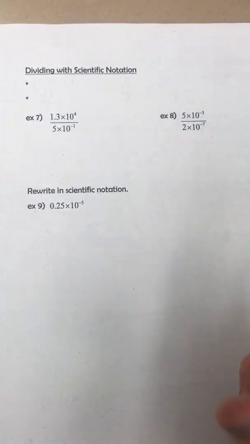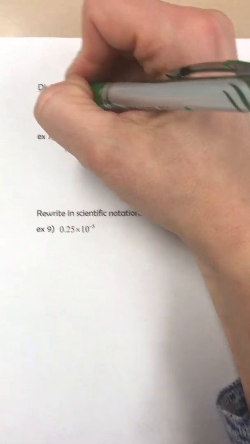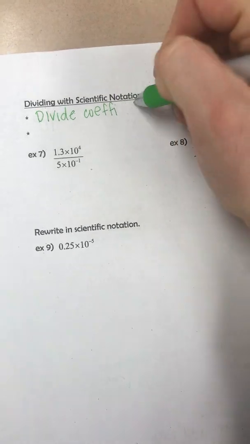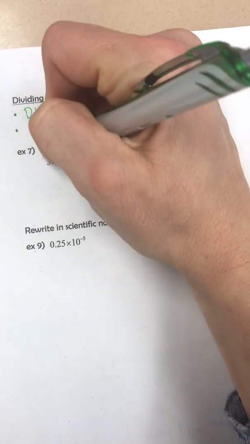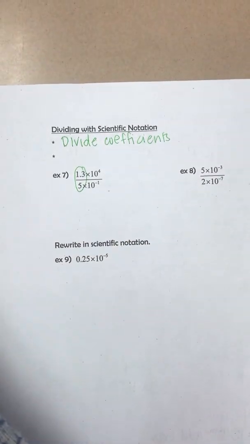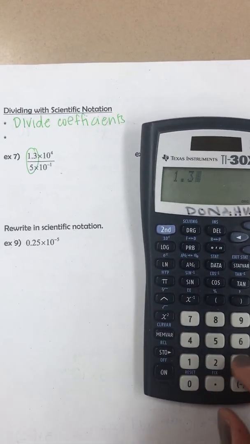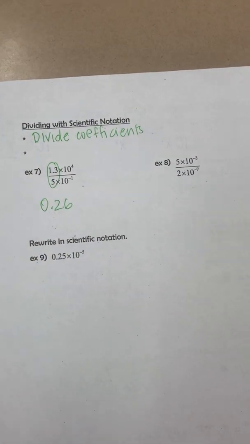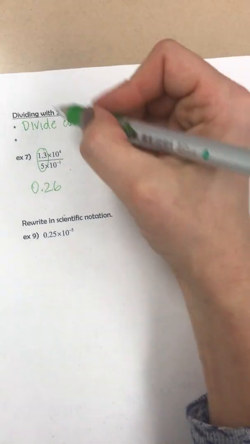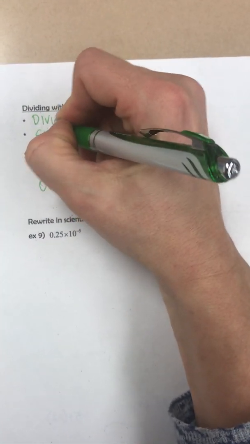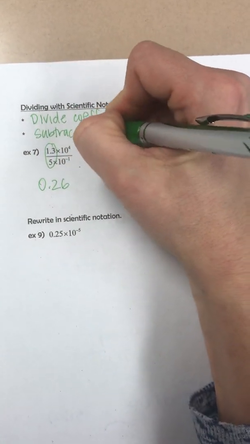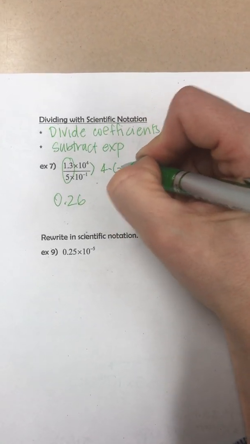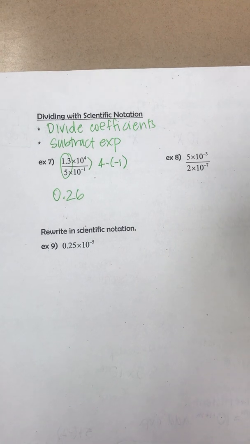So now dividing with scientific notation is the same idea, where we're going to divide the coefficients. So I'm going to divide 1.3 by 5, and I'm going to grab my calculator this time. So I got 0.26. And then I need to subtract the exponents. Or I can think about it with a negative exponent. So I'm going to do 4 minus a negative 1. So that's going to become 4 plus 1, which will be 5.